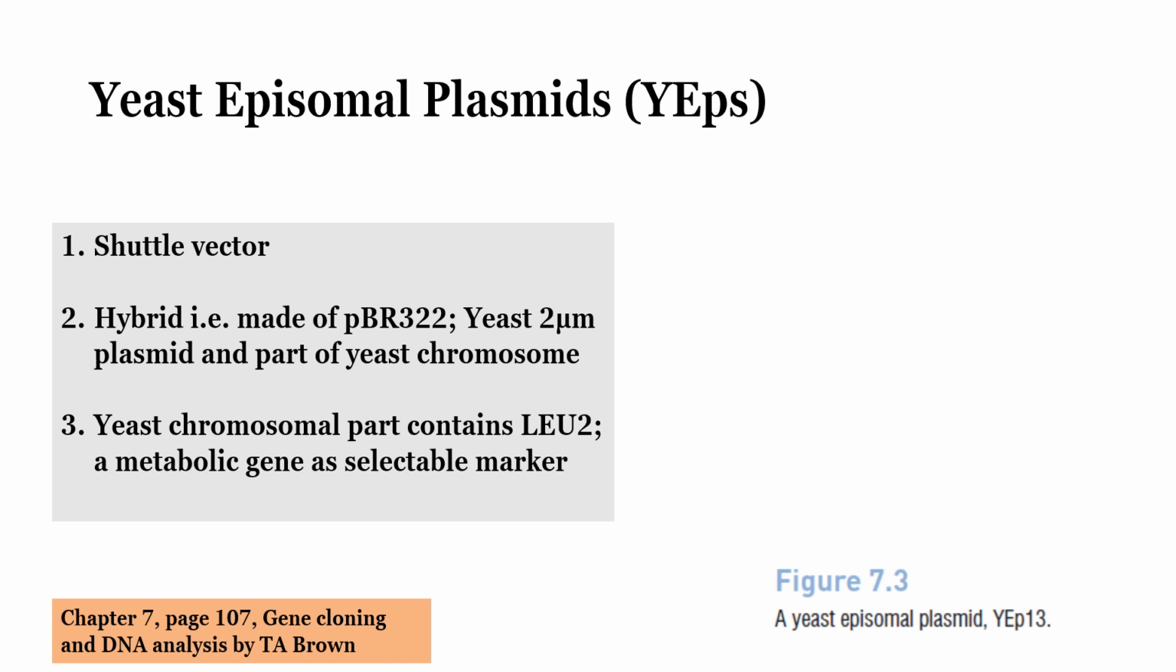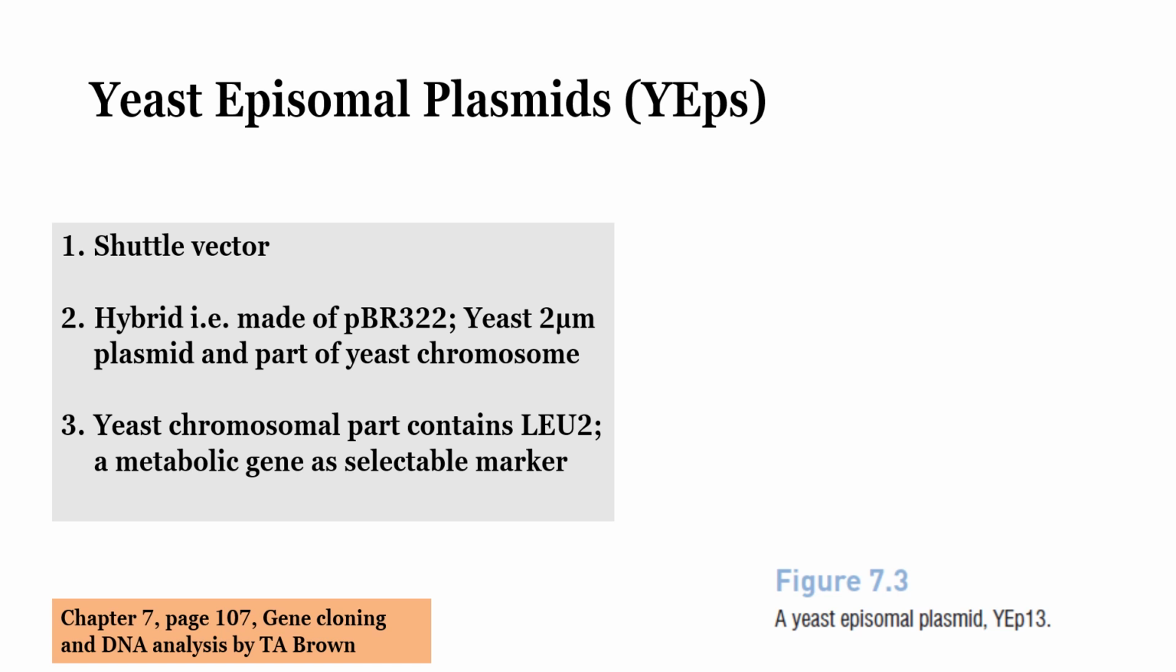First we are going to discuss the yeast episomal plasmid. What do we mean by episome? Episomes are genetic material, or you can say chromosomal material, which can exist independently of the genome, as plasmids, or they can get integrated into the genome. So they can replicate independently, as well as get integrated into the main genome. Yeast episomal plasmids, YEPs, are shuttle vectors, and they are hybrid. That is, they are made up of some pieces of pBR322, some portion from the yeast 2 micrometer plasmid, and a part of the yeast chromosome. Also from the yeast chromosome, we are using a metabolic gene, LEU2, as a selectable marker.